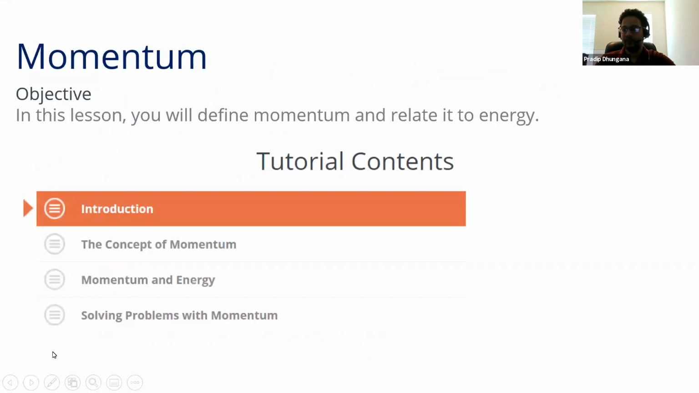Let's start with momentum. In this lesson, our goal is to define momentum and relate it to energy. In the beginning, we'll define momentum, and then we'll find the relationship between momentum and energy and solve the problems related to momentum. That is the goal of this lesson.